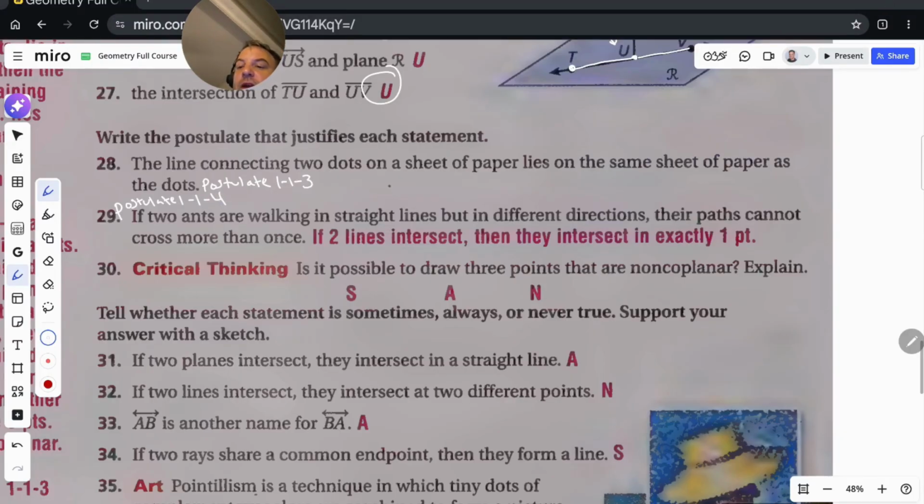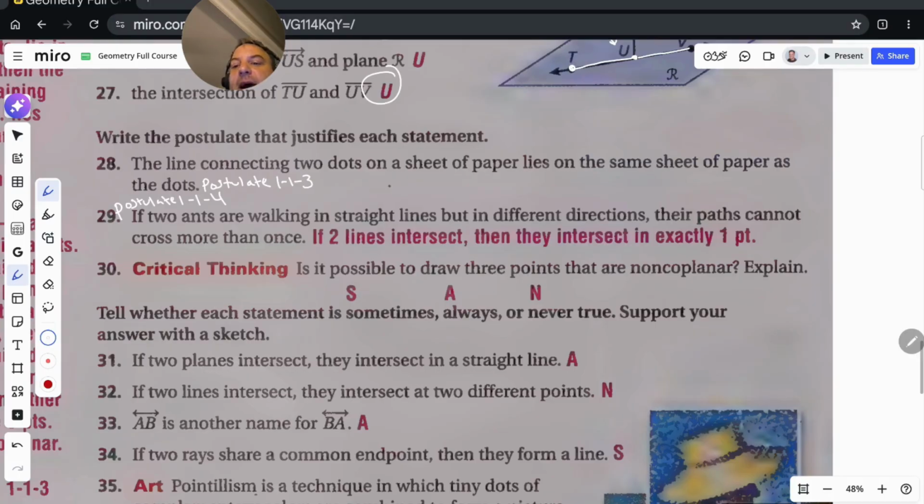All right, now we have a critical thinking question for number 30. Is it possible to draw 3 points that are non-coplanar? Explain. So we'll give our why or why not here. Now the answer is no, it is not possible. And we'll refer back to postulate 112 for our why. 112 says that any 3 non-collinear points are contained in exactly one plane. So 3 points that are not on the same line will always be coplanar. And if the 3 points are on the same line, then many planes pass through that line. So they're still coplanar. But either way, 3 points are always coplanar.